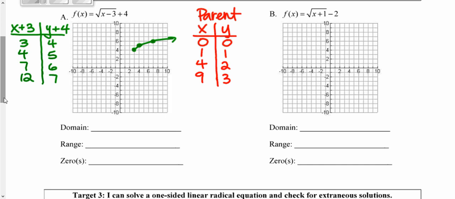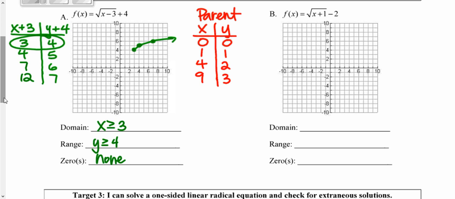Our domain, so looking at the x value where your graph starts, it starts at the x value of 3. So our domain is going to be x is greater than or equal to 3. And the y value where it starts is 4, so y is greater than or equal to 4. And notice that that's the same x and y value from your chart up here, so you can always use that to kind of double check your work. The zeros would be x-intercepts, and we can see this graph does not cross and will not cross or touch the x-axis, so we can say none.